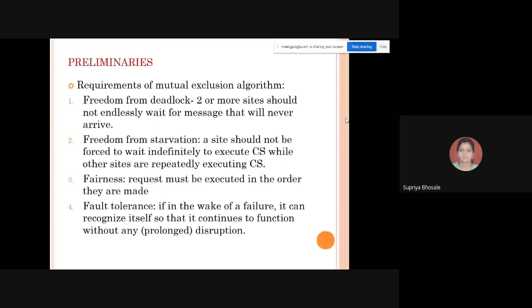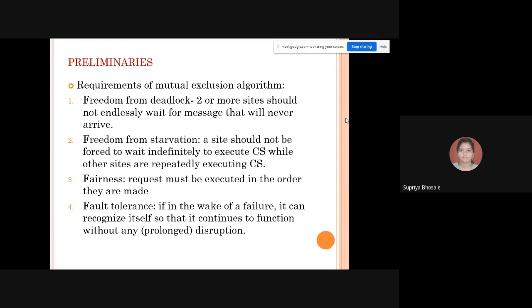थर्ड इज फेअरनेस, दॅट इज नथिंग बट request must be executed in the order they are made. Okay, just we have seen like all the orders will be processed like first come first serve basis. So all your working should be fair enough. जर तुम्ही FCFS वर्क करत असाल और प्रायोरिटी बेस्ड वर्क करत असाल तर त्यामध्ये कुठलंही एखादं मशीन मध्येच स्किप केलं गेलं आणि दुसऱ्याला चान्स केलाय असं वगैरे काही होता कामा नये. रिक्वेस्ट मस्ट बी एक्झिक्युटेड इन द ऑर्डर दे आर मेड.